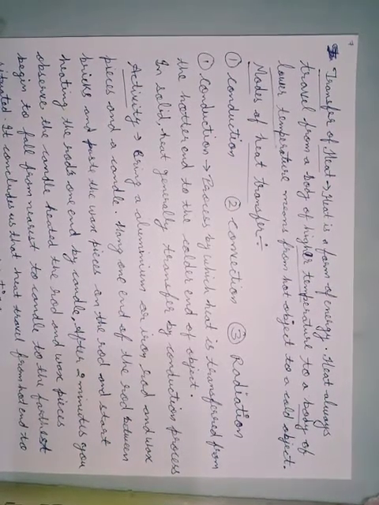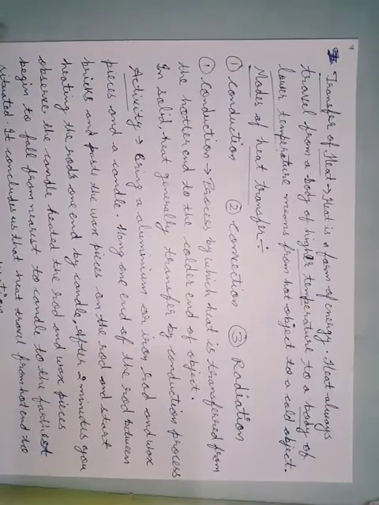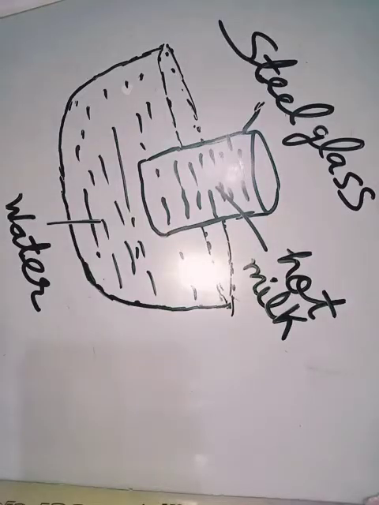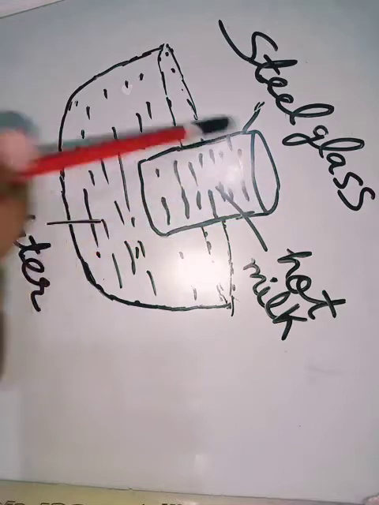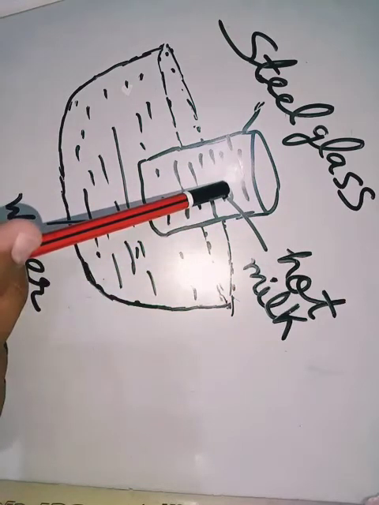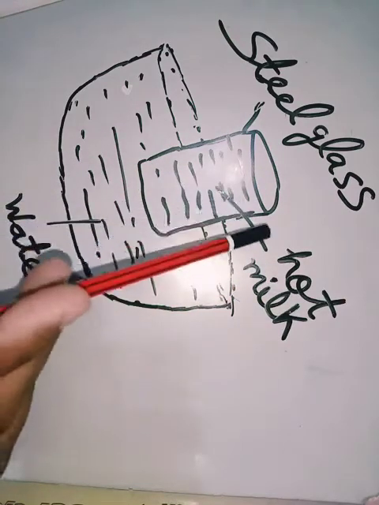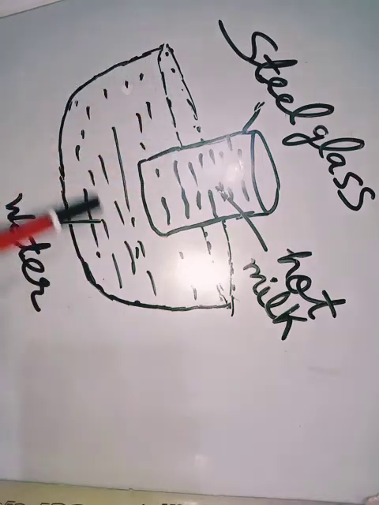Now let's learn an activity related to this. Let's understand how the transfer of heat takes place. Let's take a steel glass and pour hot milk inside the glass. You have to keep this steel glass inside a beaker where there is water present. The water should be normal, not too hot and not too cold.